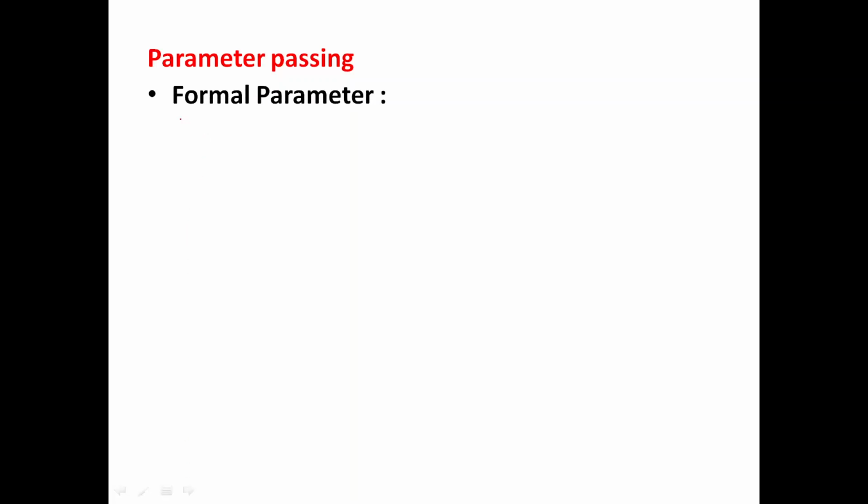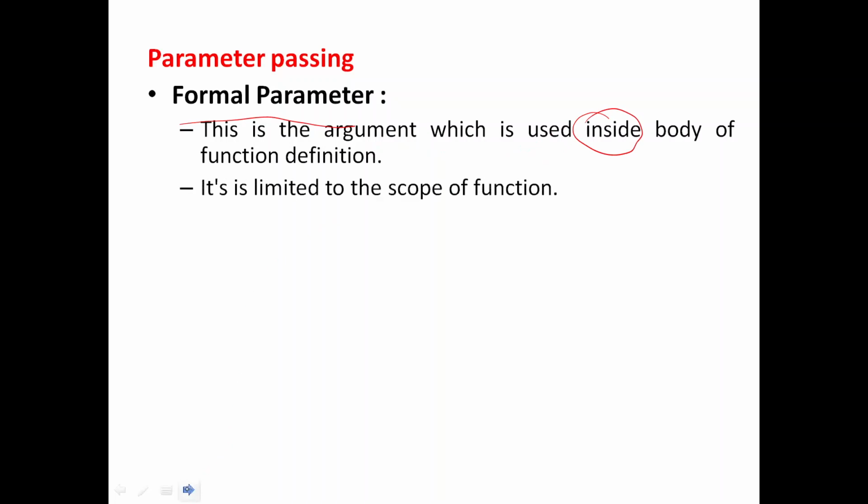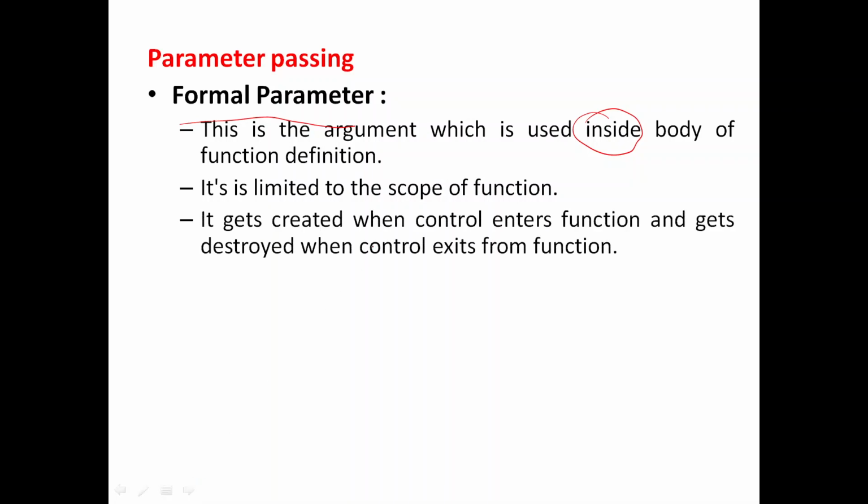First one is formal parameter and another one is actual parameter. Formal parameters are the arguments that are defined inside the function. So the arguments that are defined inside the body of the function are called formal parameters, and its scope is limited to the function. When the control exits from the function, the formal parameters will be destroyed. So the scope is limited to the function.